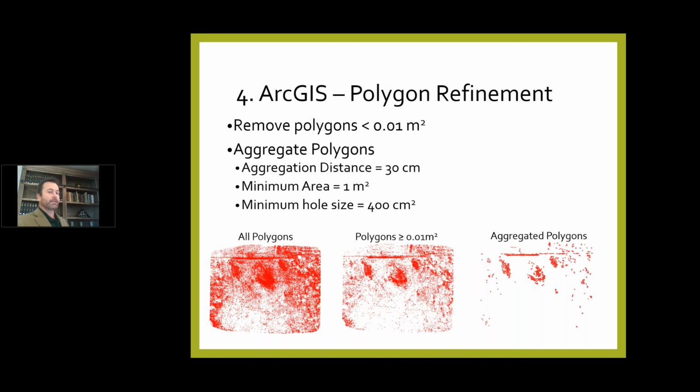Then we have a few other things: if it's less than 30 centimeters apart, and larger than 10 centimeters, they all get aggregated together. The minimum area of a plot has to be 1 meter square. And if it's a really big area, you're not allowed to have holes in it that are greater than 400 centimeters square. There's just some rules. We create rules, otherwise it gets too complicated and you'll just get a mess. So we apply all of those rules, and it goes from this down to that final product, that aggregated polygon.